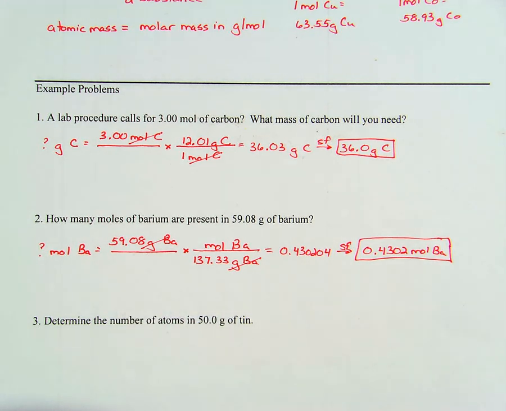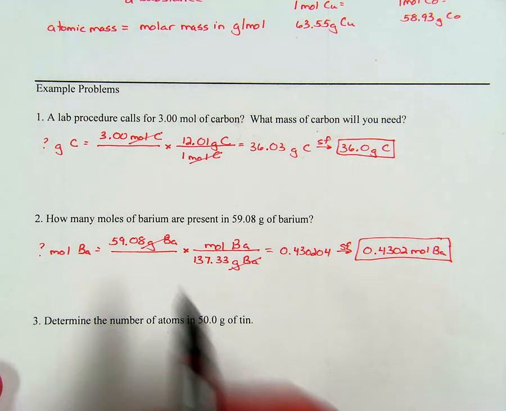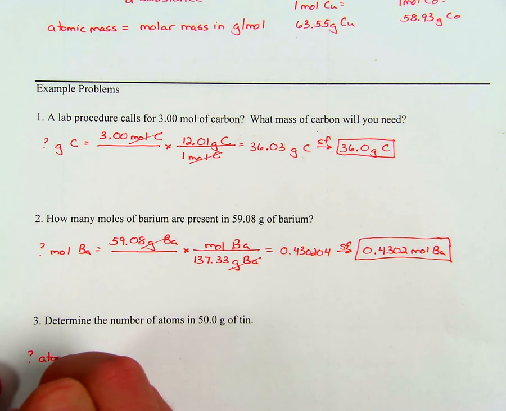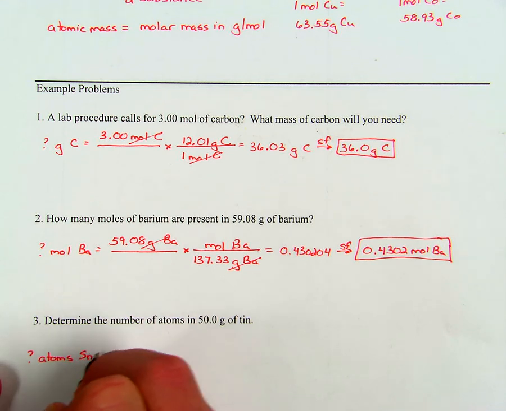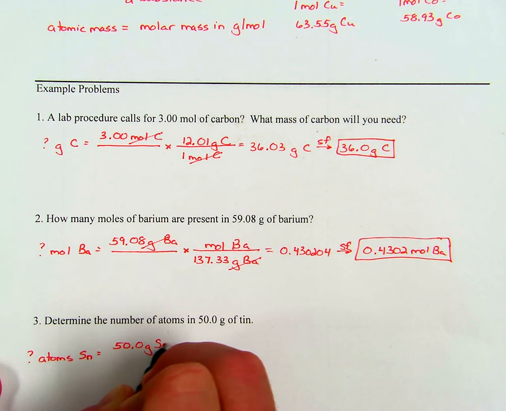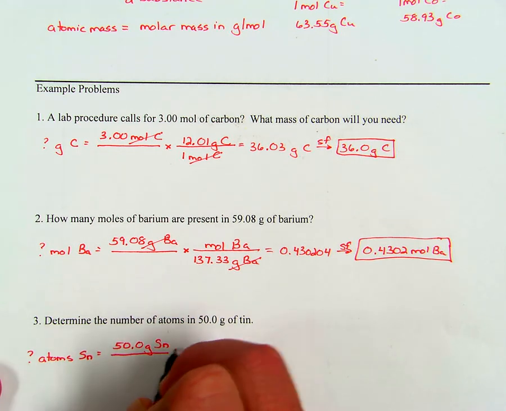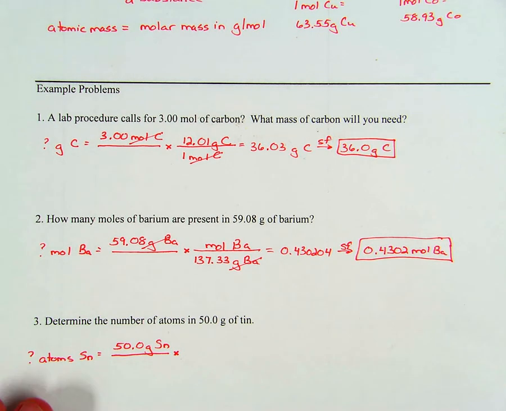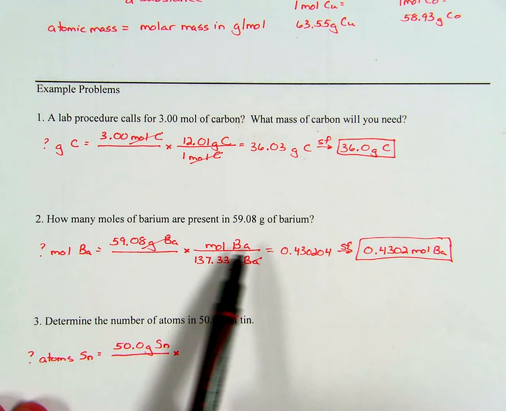Alright, next question. Determine the number of atoms in 50 grams of tin. So a little bit different here. How many atoms of tin are equal to 50.0 grams of tin? Unless you know the mass in grams of a single atom, you can't do this in one conversion factor. What we're going to do here is use the same sort of conversion factor we used above, going from grams to moles.